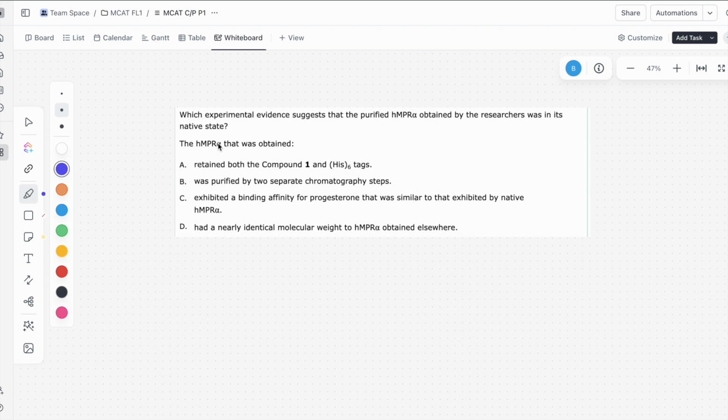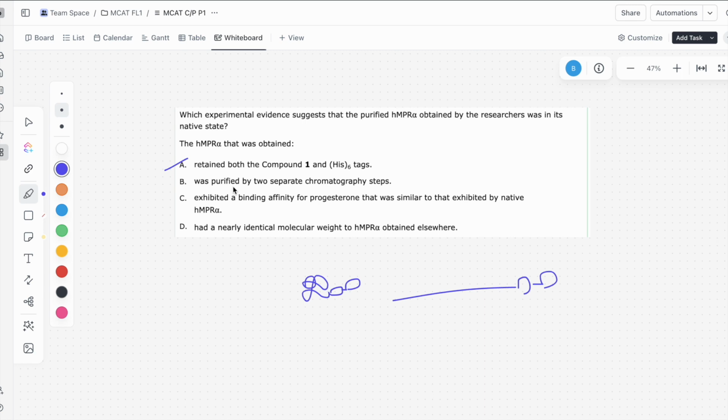All right, let's move on to the last question of this passage, and it says, which experimental evidence suggests that the purified HMPR alpha obtained by the researchers was in its native state? The HMPR alpha that was obtained blank. A says, retained both the compound 1 and histidine 6 tags. This doesn't tell us anything about the state of the protein, regardless of whether the protein was folded up properly or completely denatured. Denatured means unfolded. Even if it's unfolded, it can still hold on to its tags at the end. So it doesn't matter if it's folded up properly or completely denatured, it's going to retain both of those tags. So this doesn't tell us anything about its native state.